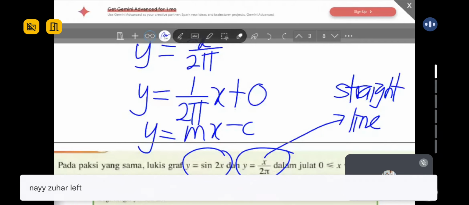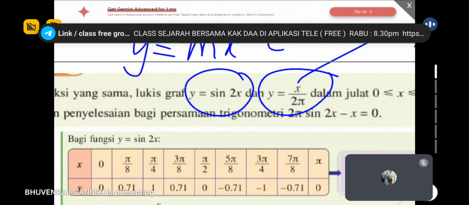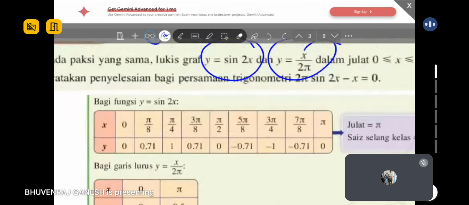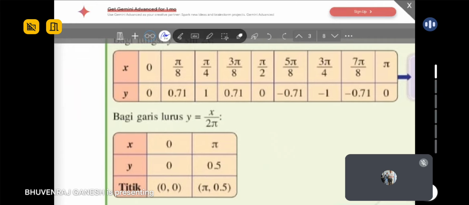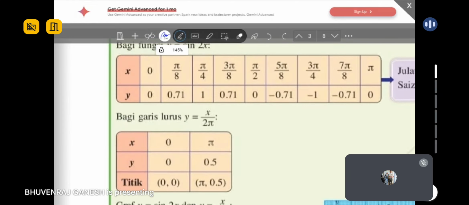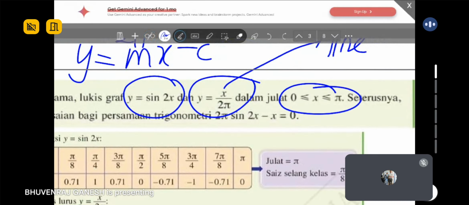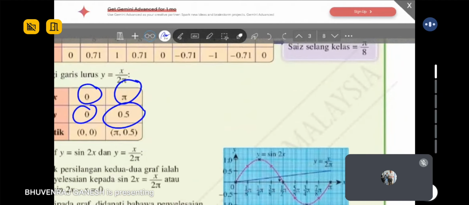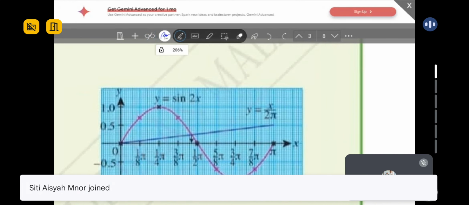Alright, so now sine 2x. For sine 2x, you can again just draw the table of values. Lukis jadual nilai sahaja. Then you will be able to get the answer. For this graph, you will get it like this. Kamu pun boleh plot titik. Of course it passes through the origin, and for the other point you can choose. Just follow the range, ikut julat saja. You can choose pi, the largest value, nilai paling besar. When you draw the graph, you should get it like this. Kamu akan dapat graf macam ni.